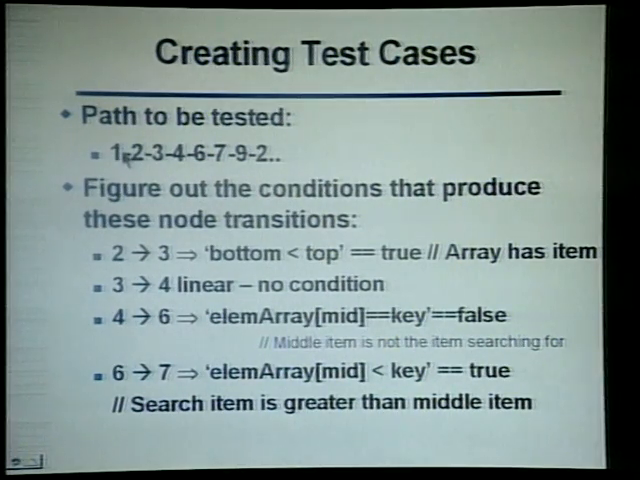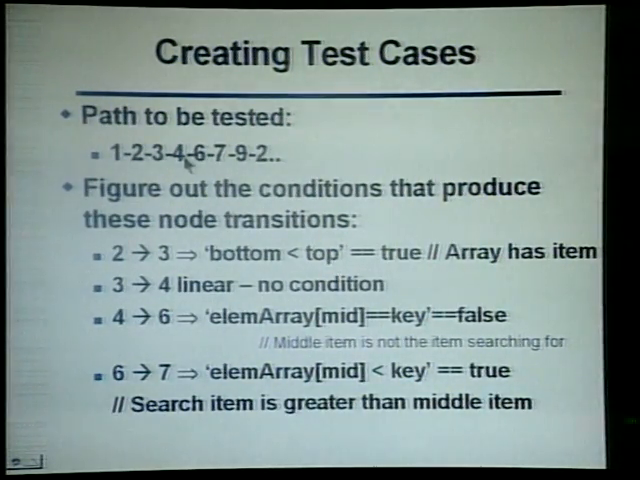That means first we have to go from node 1 to 2. Of course, going from node 1 to 2 is non-conditional, so nothing is required there. We'll always move to node 2. Now, node 2 is a predicate node, so we have to see which condition will make the program go from node 2 to 3. So the transition is from node 2 to 3. Now, this transition will happen only when the value of the bottom is less than the value of the top.